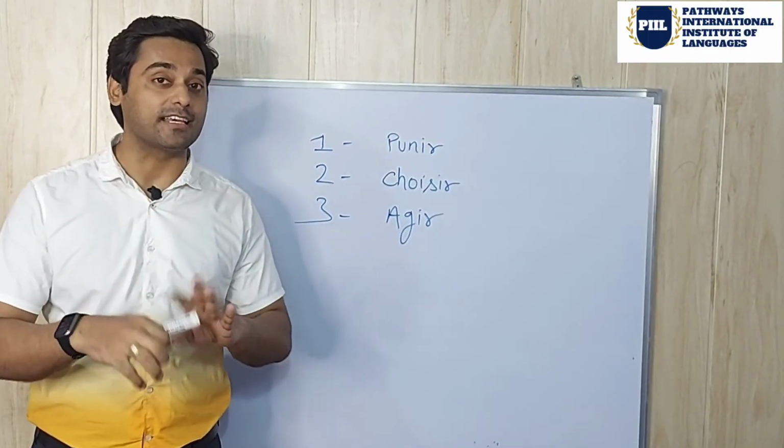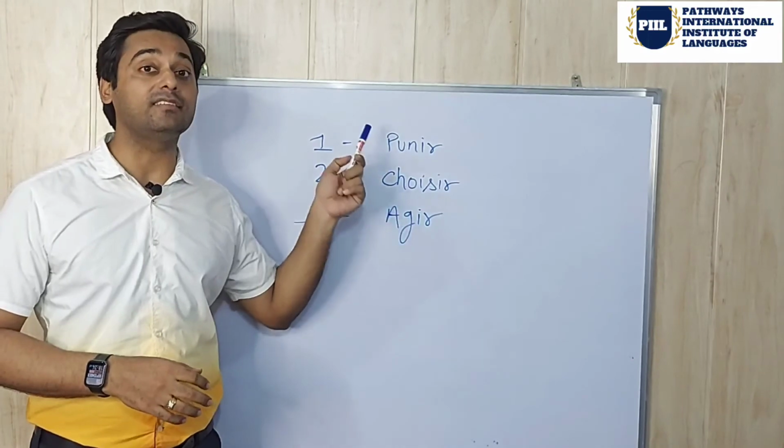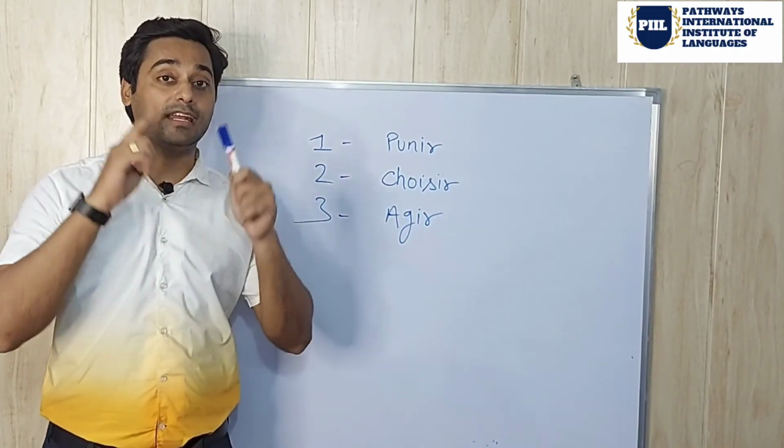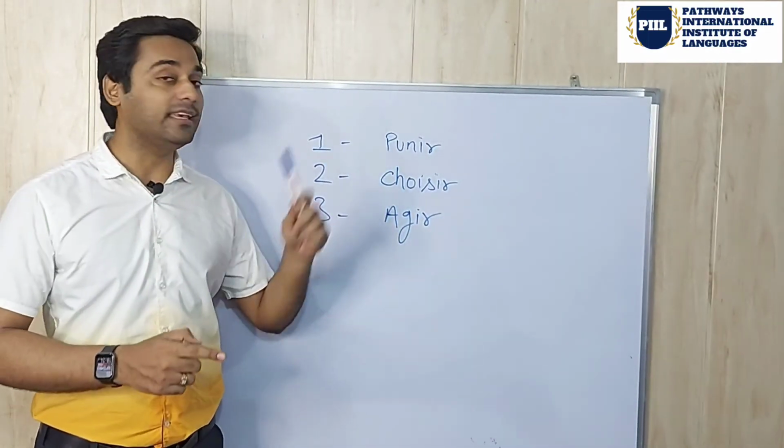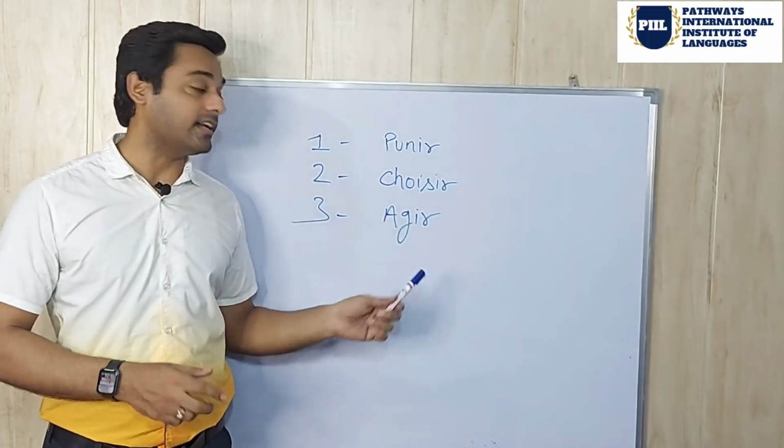Now your written task is to conjugate these regular IR ending verbs in your notebook: punir, choisir and agir.